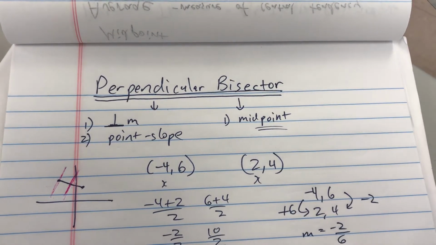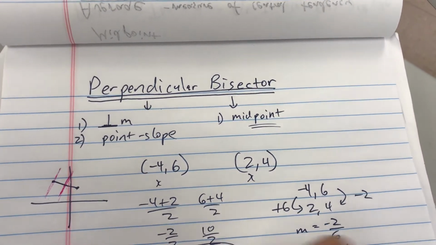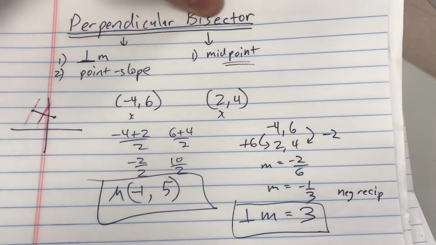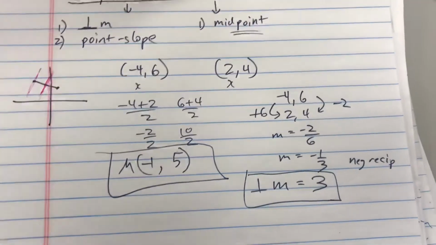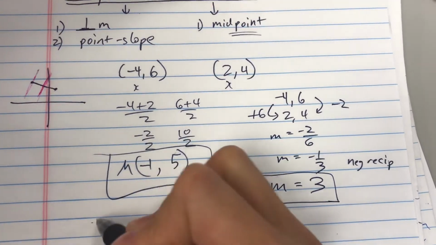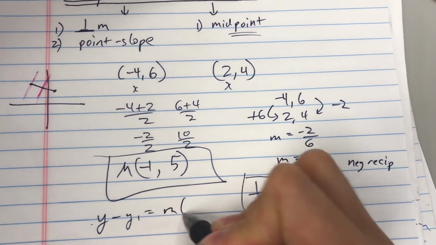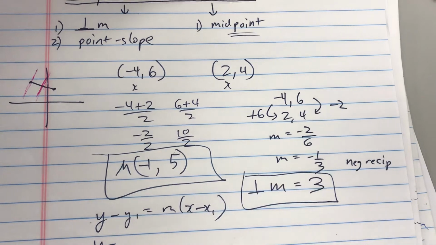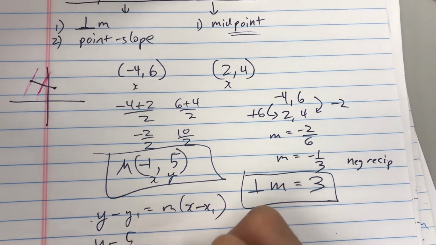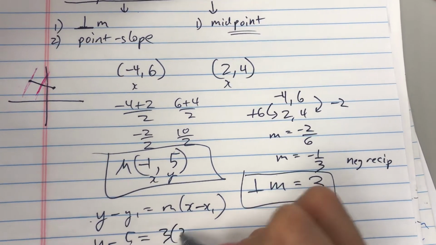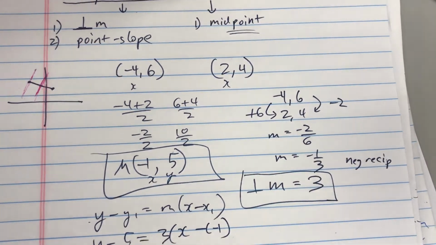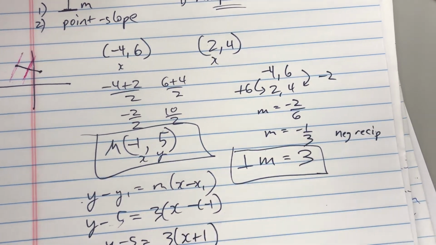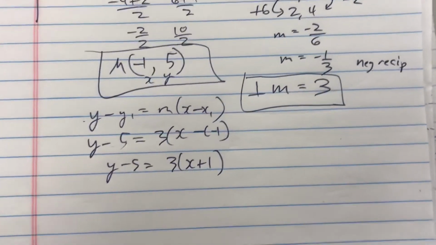Now that I have the perpendicular slope with the midpoint, the last thing that I'm going to do is basically put everything into point slope form, right? So here we go. I'm going to do y minus y1 equals m parentheses x minus x1. Here we go. y minus 5 is equal to 3 times x minus -1, okay? So y minus 5 is equal to 3 parentheses x plus 1. Yikes, sorry guys about the camera work today.